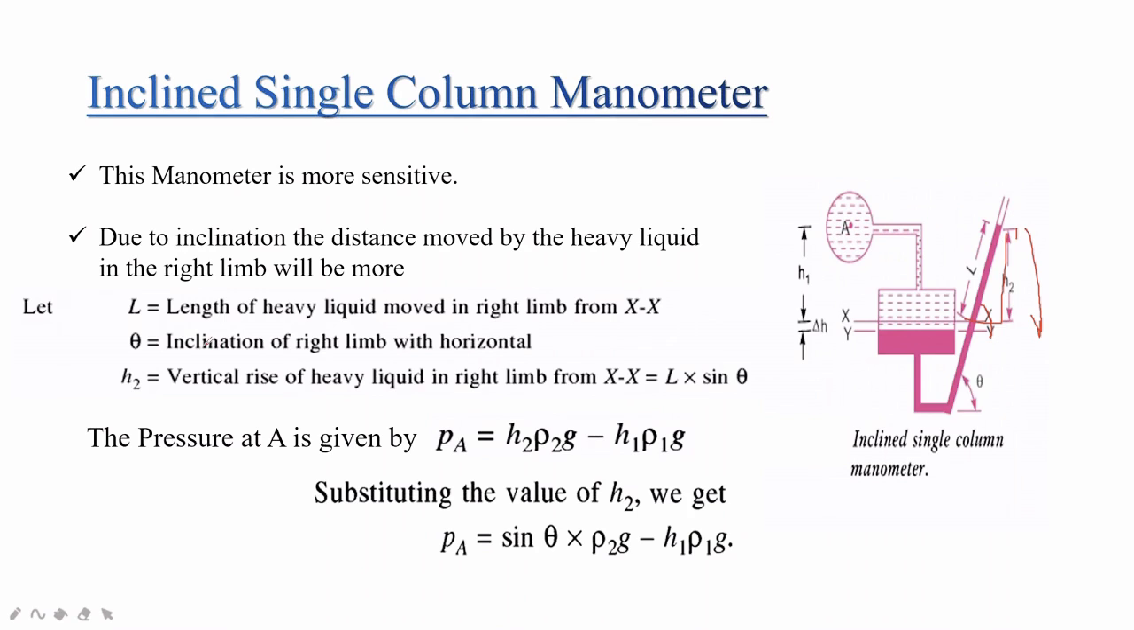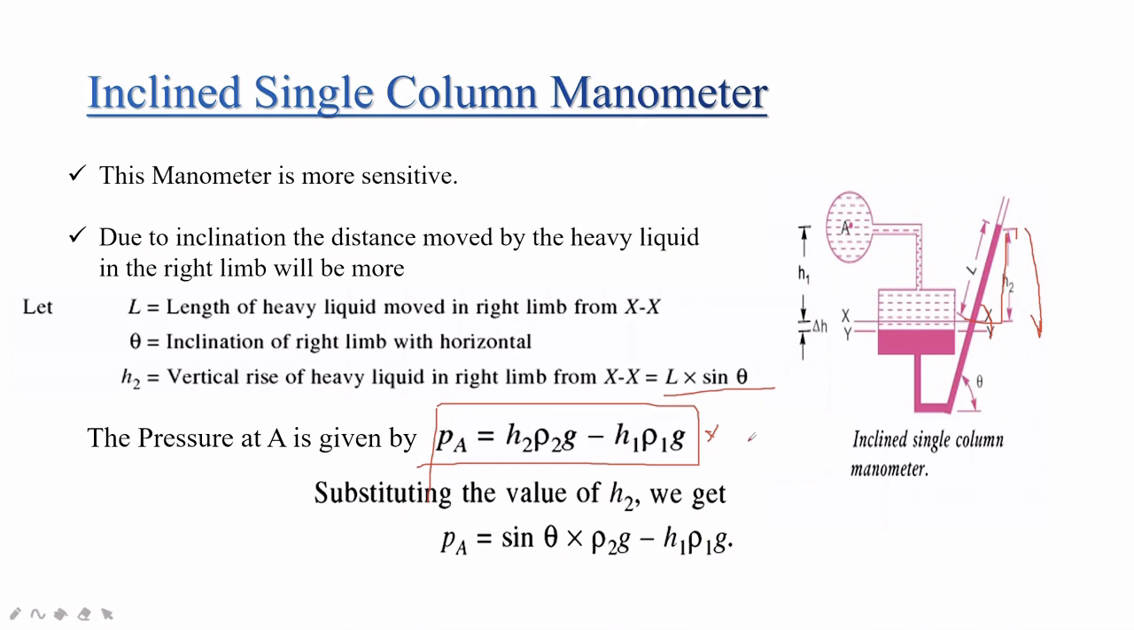So the pressure at A is given by this. We already defined the terms we have to use. So PA is equal to what? H2 rho 2 g minus H1 rho 1 g. This we saw in the vertical single column manometer. So what is the change here? The H2 value is L into sine theta.